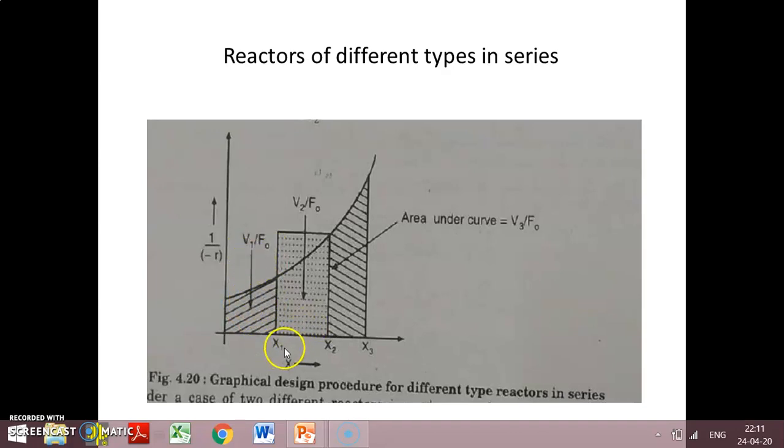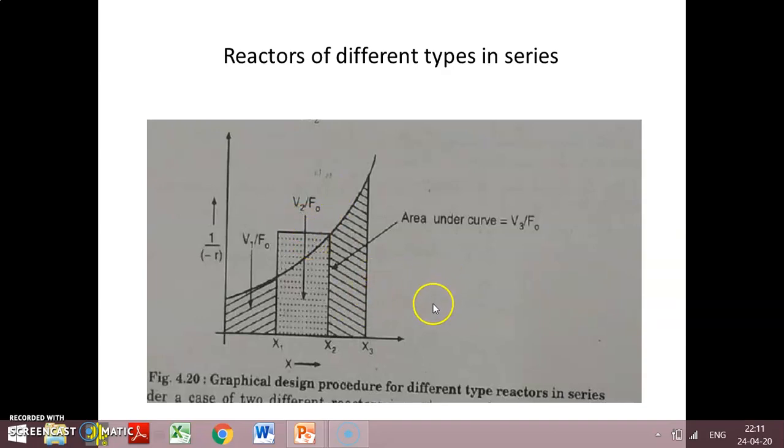Then again the second reactor is the CSTR. So conversion is from x1 to x2. You have to mark the conversion here, and then you have to take the rectangular area for the CSTR. This area is equal to V2 upon F0. So we put the value of F0, and then we obtain the value of V2.